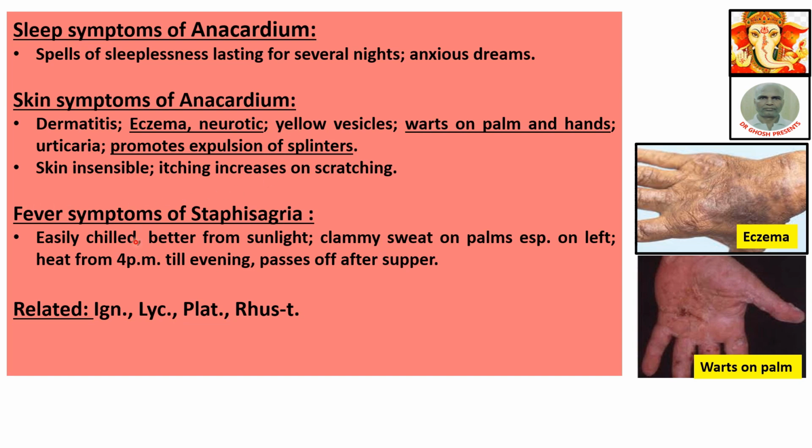Fever symptoms: dyspepsia, easily chilled, better from sunlight, clammy sweat on palms, especially on left, heat from 4 p.m. till evening, passes off after supper. That is, this heat phase passes off after supper. Related medicines: ignatia, lycopodium, platinum, rhus toxicodendron.